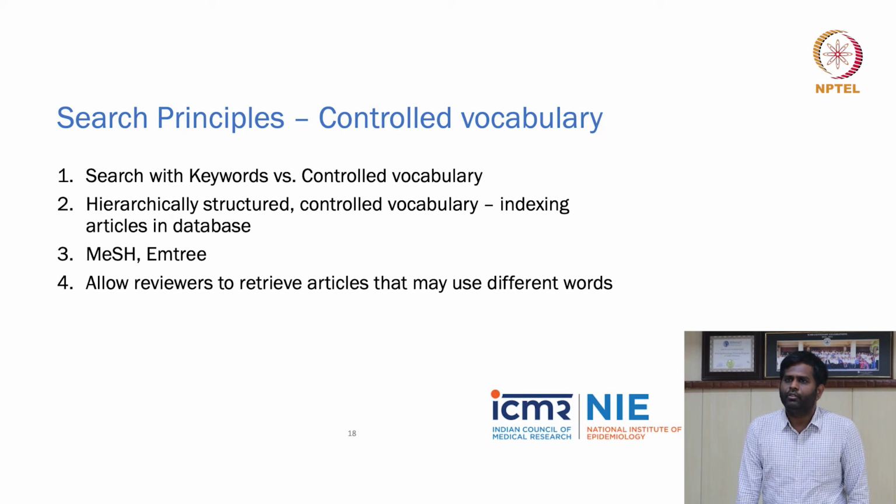So this allows the reviewers to retrieve articles which use a different keyword other than what is used for indexing. So let's say some particular author has used white plaque to denote dental caries, or some other authors have used tooth decay, which means the same as dental caries, or dental decay, which again means dental caries. So any of these terminologies, the authors mean the same thing, which is dental caries, but different people will tend to use different keywords.